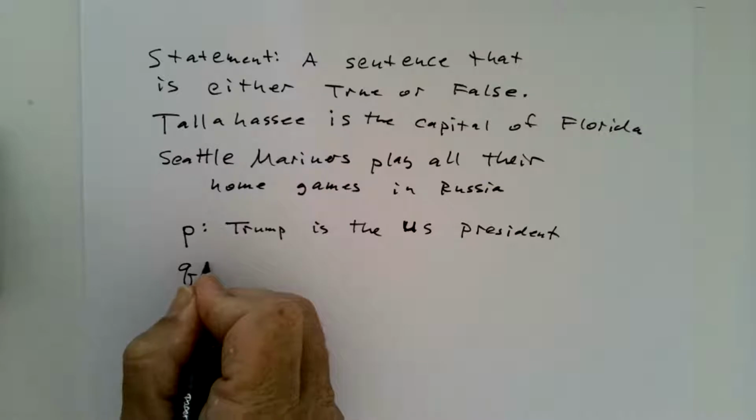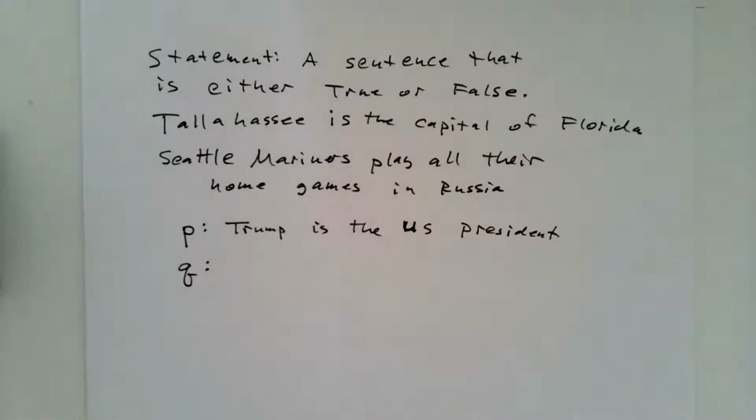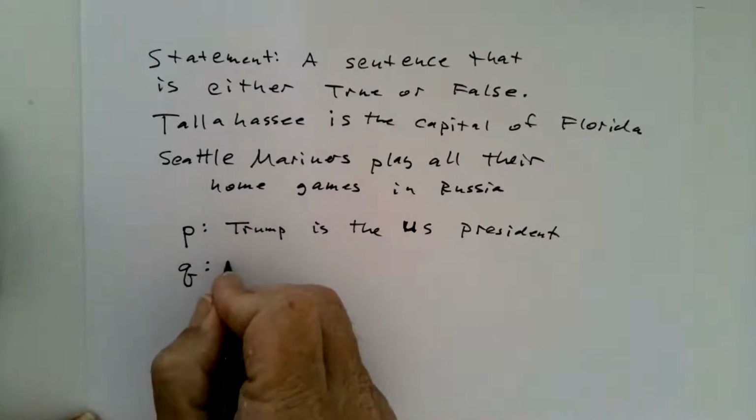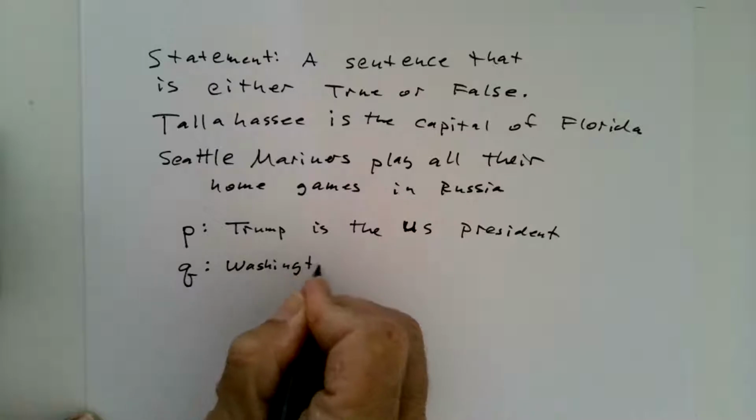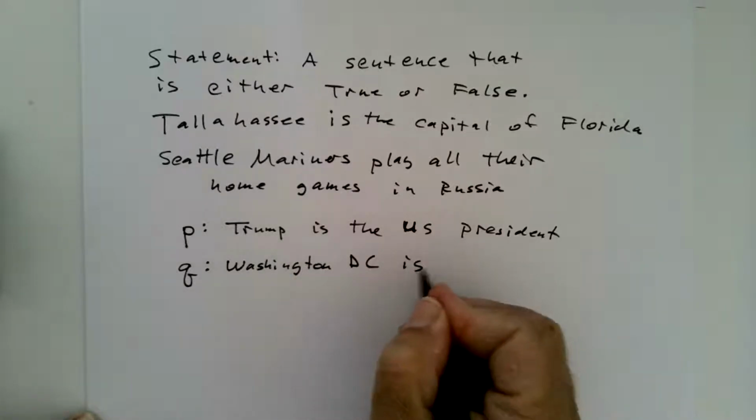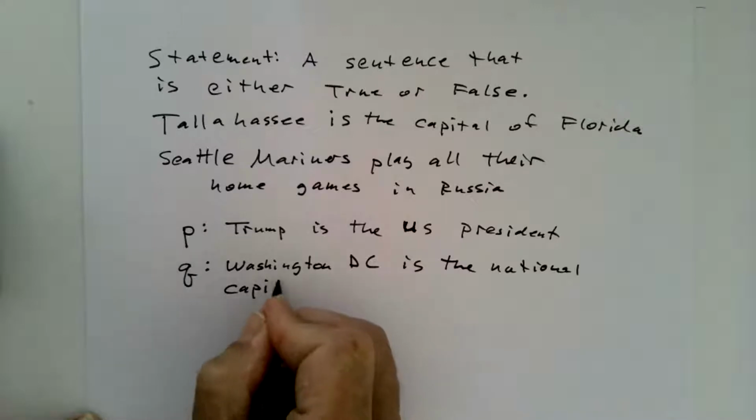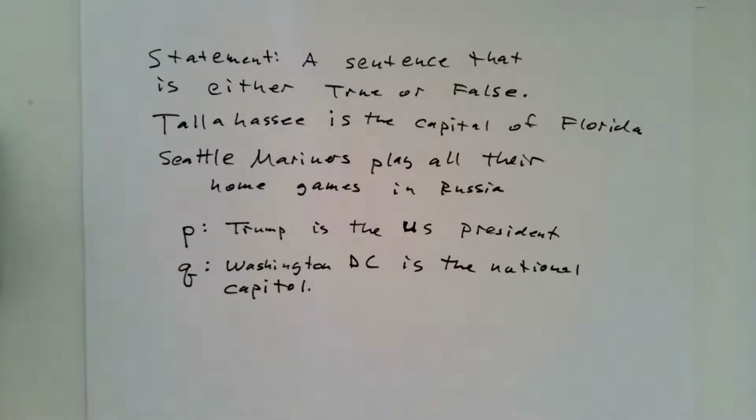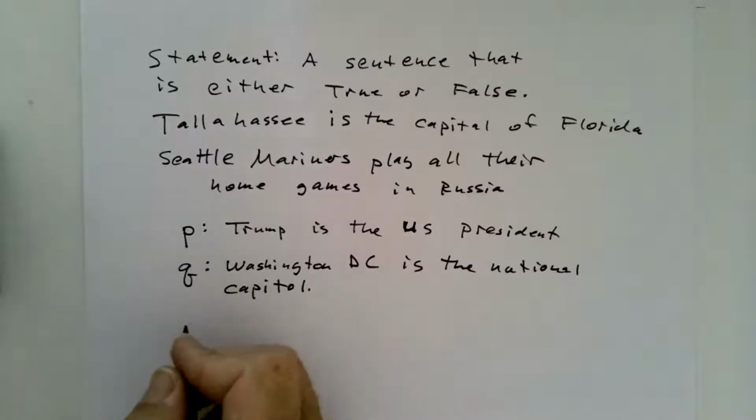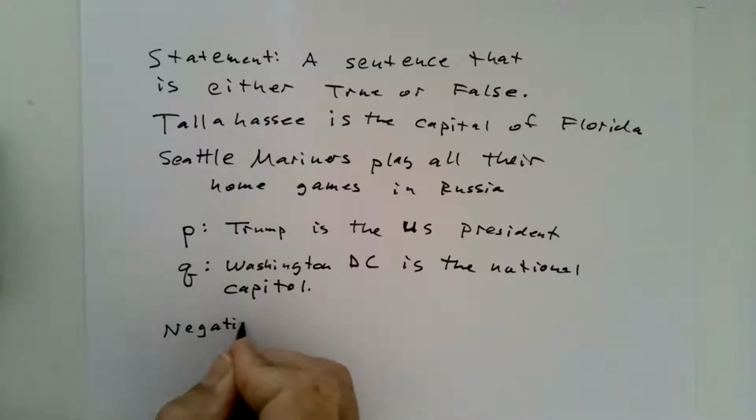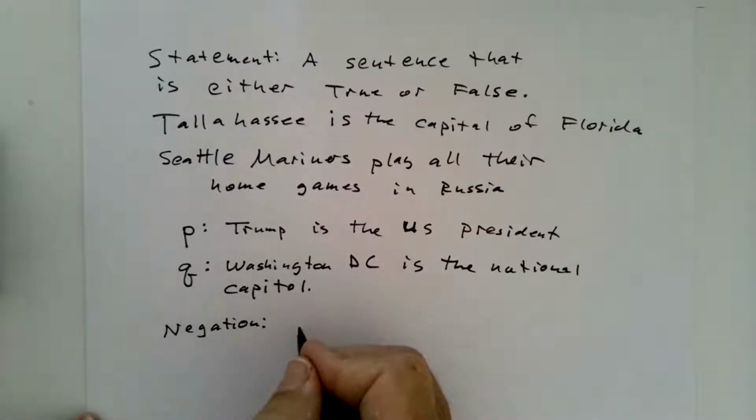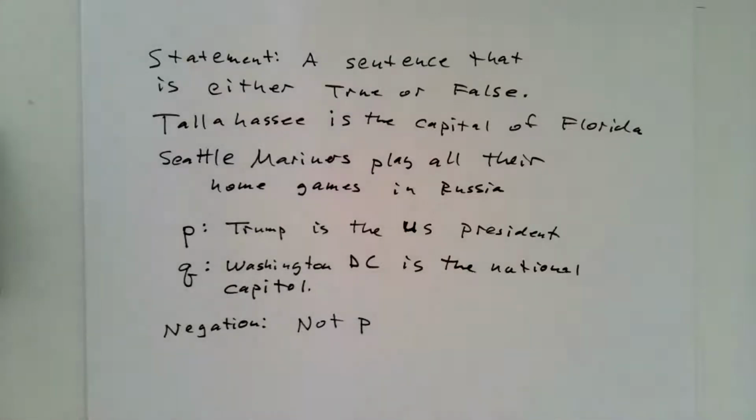Q could be the statement that Washington, D.C. is the national capital. And again, you can determine whether they're true or false statements, but we can also use negations. So what is not P? P tells us that Trump is the US president, so what would not P be? We don't say not Trump is the US president, we would say Trump is not the US president.